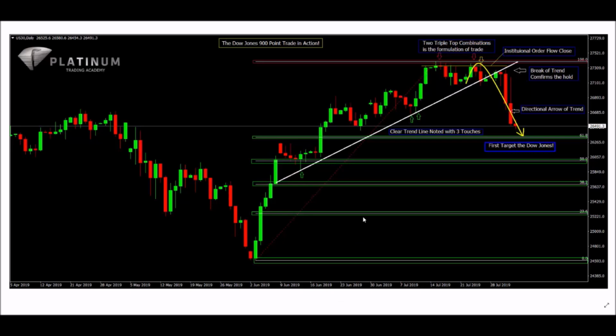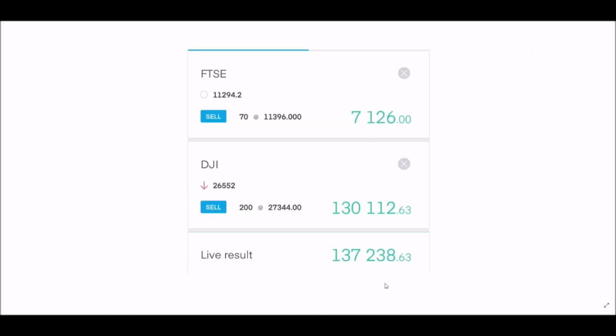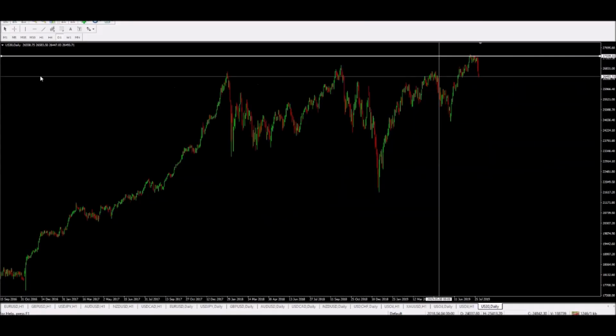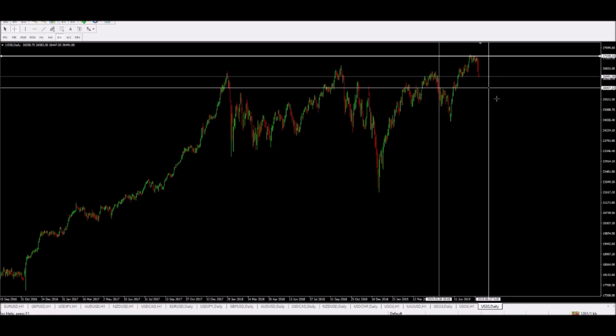So if we take a look at the live chart, now that we've had a look at the picture, I also want to show you the trade that was taken. On the DJI, you can see 27.344 was the entry, and at the time we took this snapshot of the trade, it was at 26.552. We also took a FTSE trade at 11396, but we're not showing that one today, we're just showing the Dow Jones. On the live chart here, you can see a white line indicating about where the trade was taken. Right now, as we're speaking, the price is below 26.5.